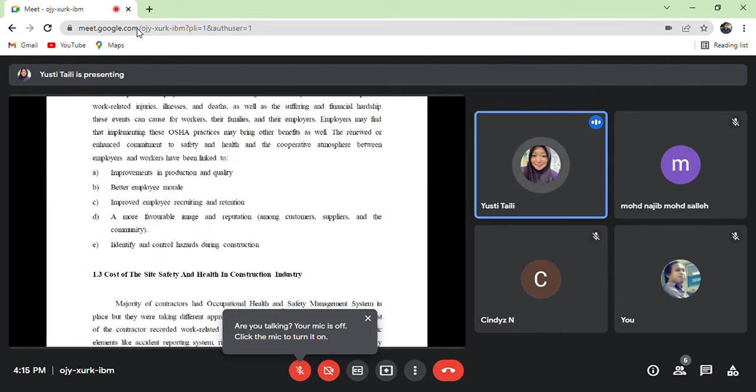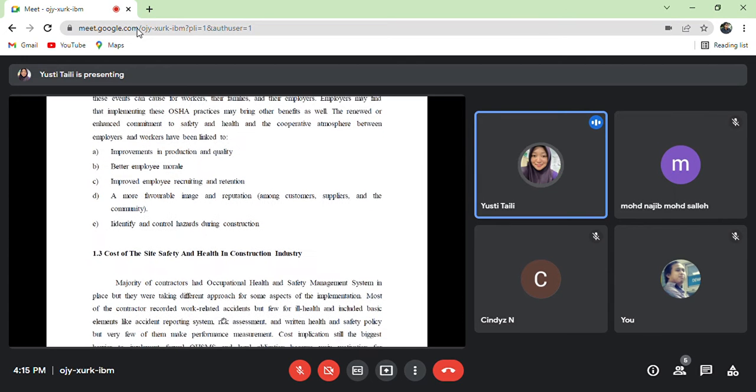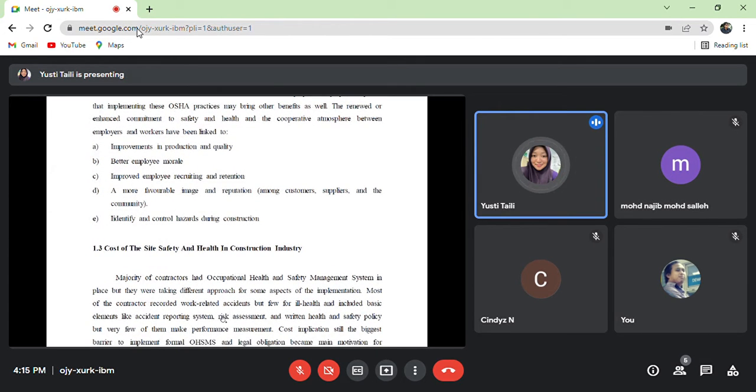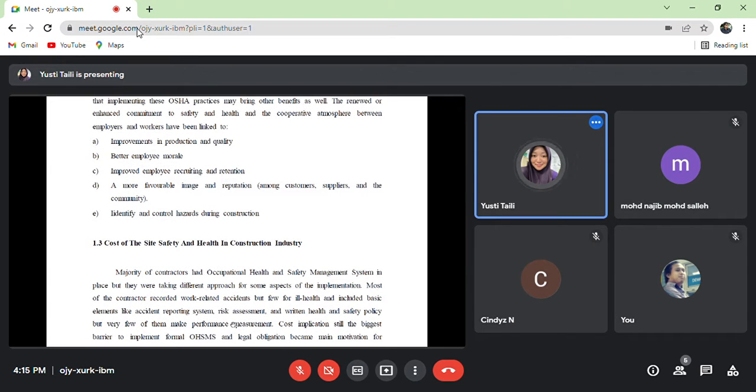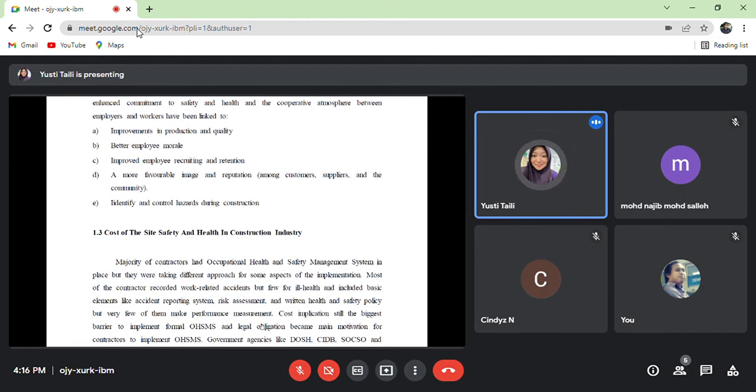The majority of contractors had an occupational health and safety management system in place, but they were taking different approaches for some aspects of the implementation. Most of the contractors recorded work-related accidents, but a few recorded ill health, and included basic elements like an accident reporting system, risk assessment, and written health and safety policy, but very few of them made performance measurements.